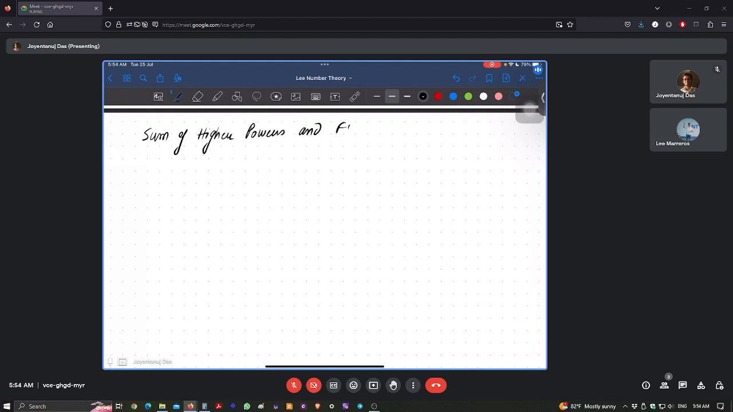And the Fermat's last theorem. Okay, so we know this type of equation, right? This is the Pythagorean equation. The next natural question is, do this type of equations also exist? Means, does there exist an integer solution to this equation?